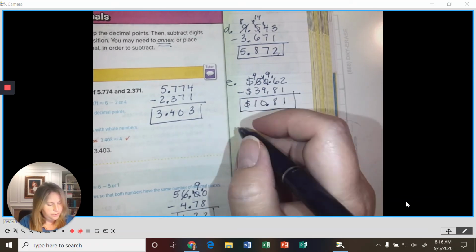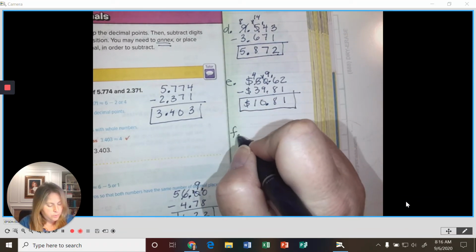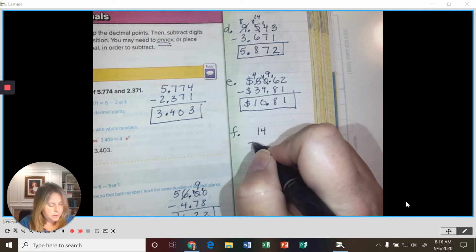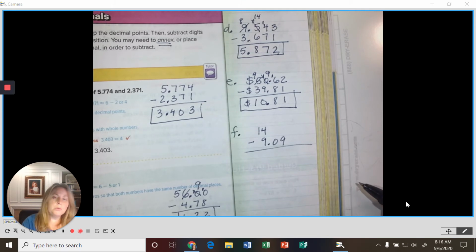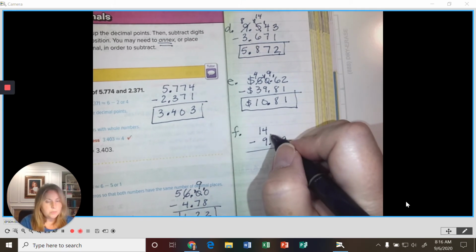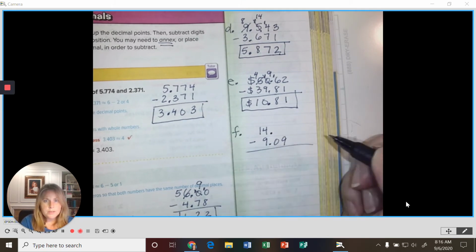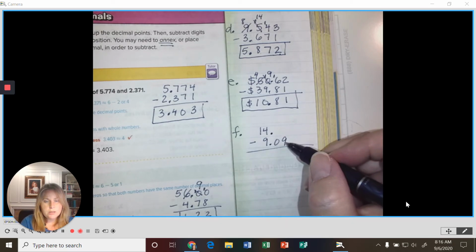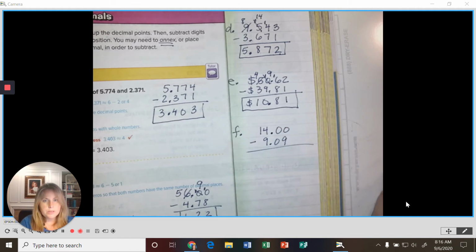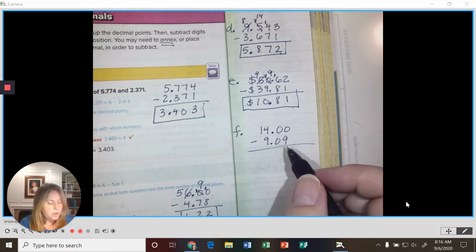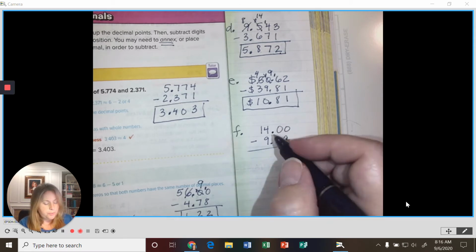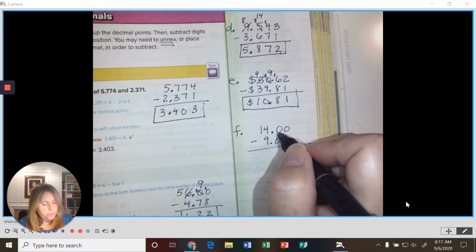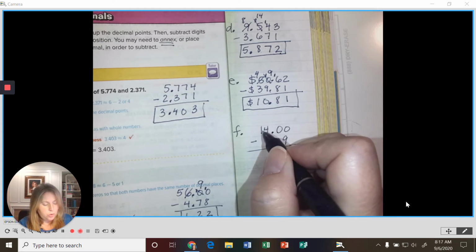Okay, F. We have 14 minus 9.09, and remember we always want to line up the ones places together. Decimals get lined up. So here is where my decimal belongs. I need to subtract the 9 cents or the 9 hundredths, so I need to annex zeros here. Because I can't do 0 minus 9, I need to borrow from here. So we have, I can't borrow. That's not big enough to borrow from either, so I'm going to go over here.